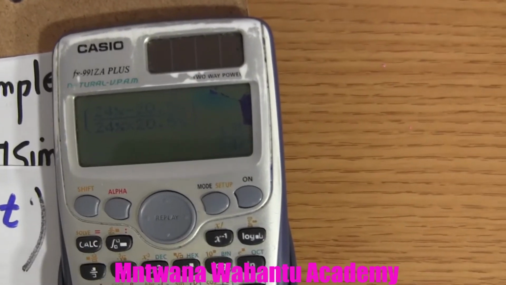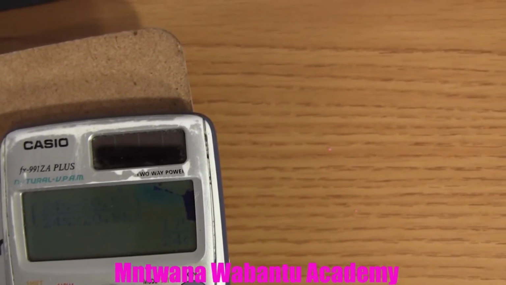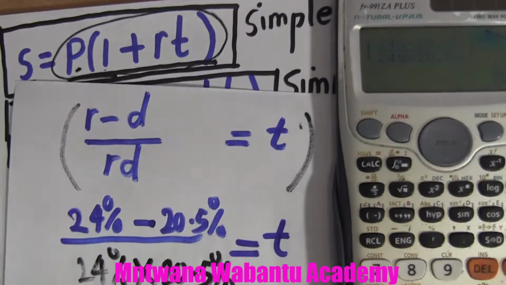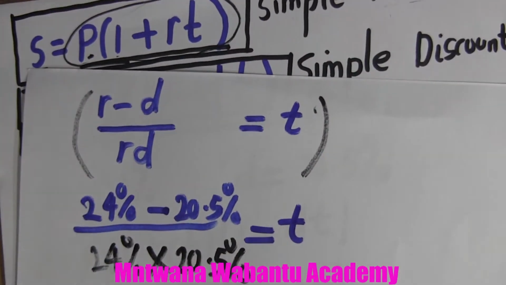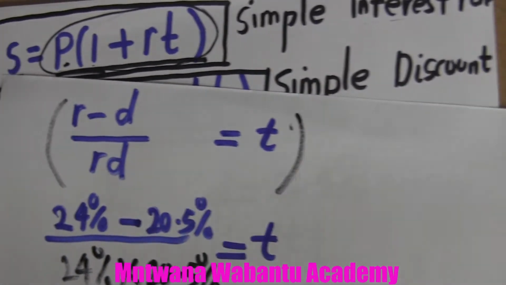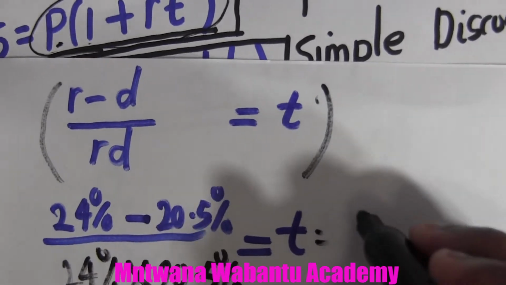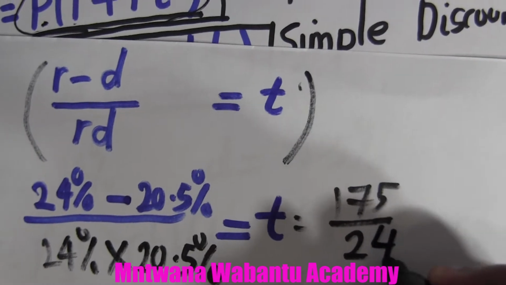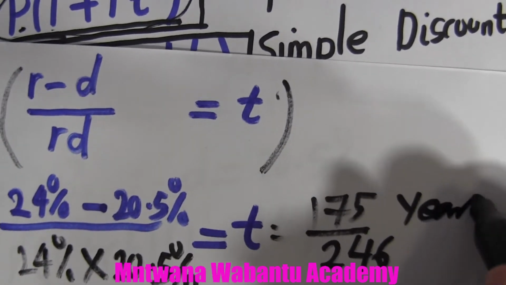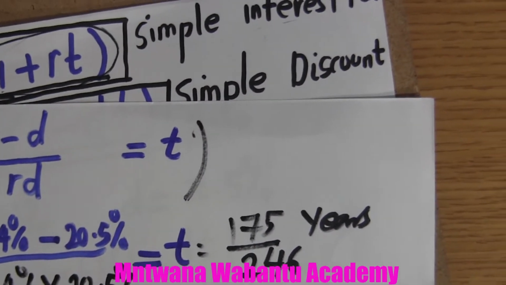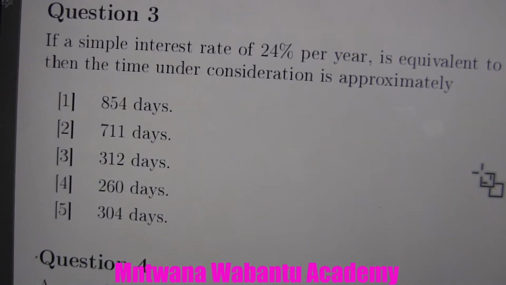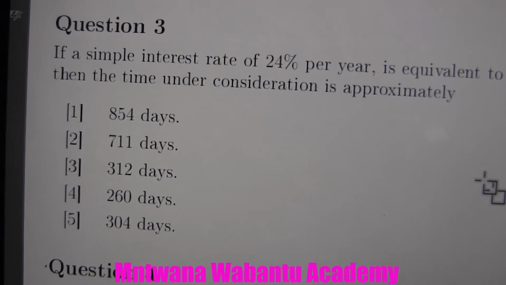Okay, so this is going to be time, but it's in years, which is 175 over 246. Okay, so all this gives us 175 over 246. So our time is going to be equal to 175 over 246. But remember, this time is in years. So you're going to have to take this and multiply by what? How many days in 1 year? Because here they ask for time not in years, but in days. So to change time from years to days, just multiply by 365.